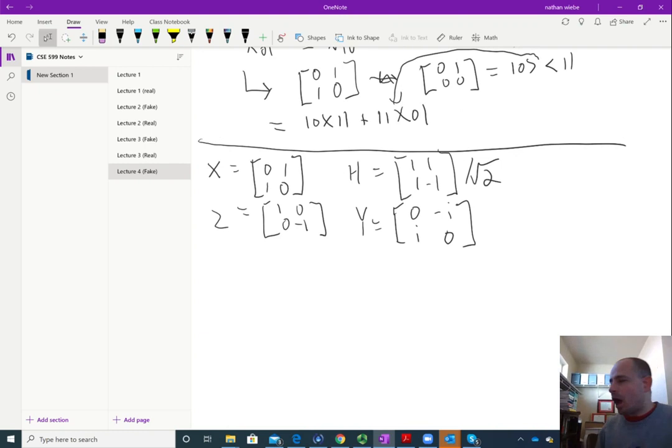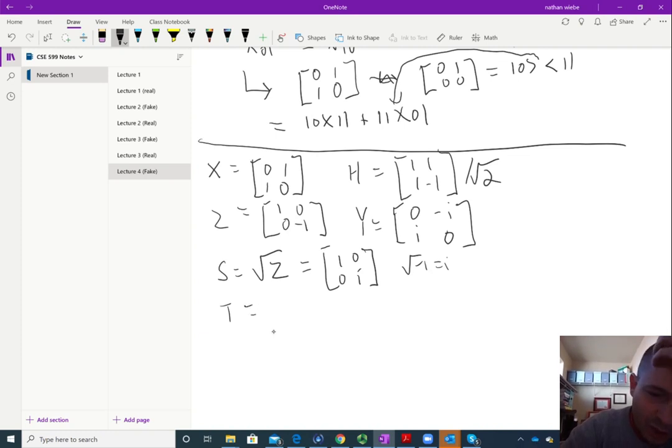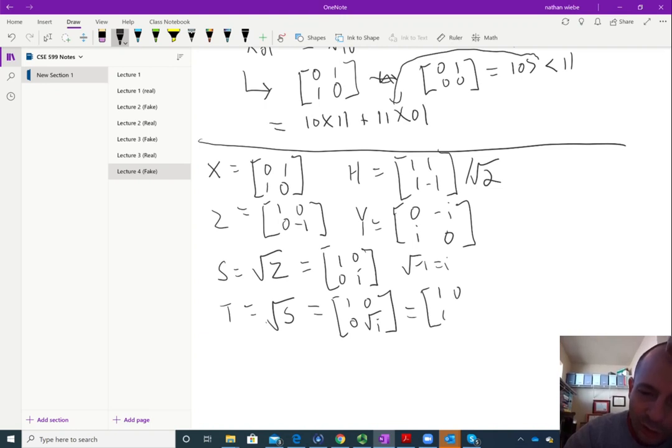Other commonly used gates include the S gate, which again is the square root of the Z gate, which is equal to [[1, 0], [0, i]], because the square root of minus 1 equals i. Then there's the T gate, which is the square root of S, which is equal to [[1, 0], [0, square root i]], which, of course, is equal to [[1, 0], [0, e^(iπ/4)]].